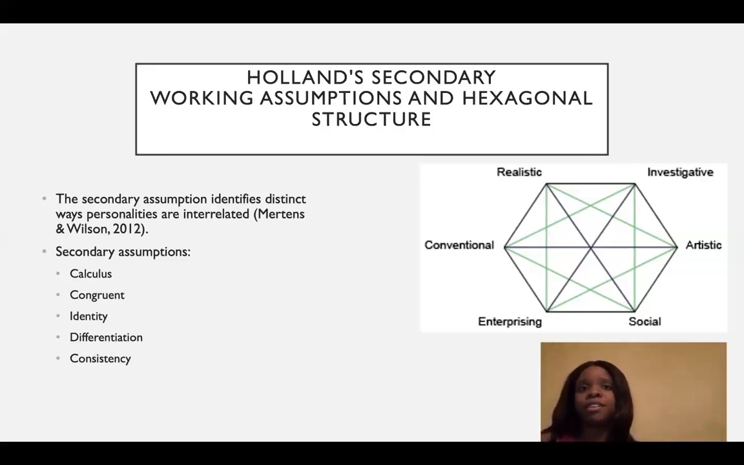Lastly, the secondary assumption of consistency relates to the interest placement on the hexagon. A person with a social personality and a person with an enterprising personality who meet each other will find that they have more things in common and are more consistent with each other relating to the work environment and personality, as opposed to someone with a social personality and someone with a conventional personality. They won't have that much in common, so they won't be really consistent with one another relating to personality and work environments.